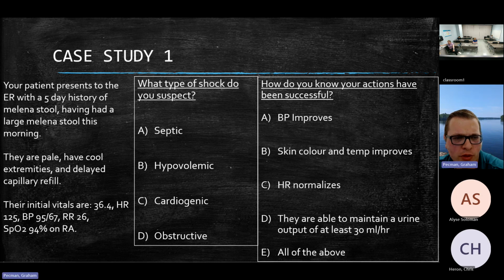So with this case, your patient presents to the ER with a 5-day history of melena stool and having had a large melena stool this morning. So they're pale, they have cool extremities and delayed cap refill. Their initial vitals are: temp 36.4, heart rate 125, BP 95/67, respiratory rate 26, and their SATs are 94% on room air. So what type of shock do you think this may be?